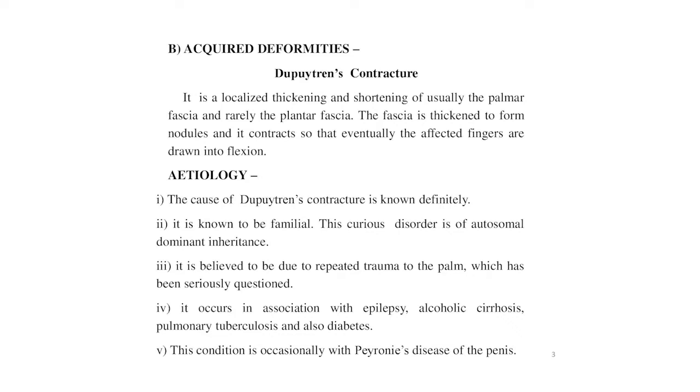Now the etiology of Dupuytren's contracture: the cause is not known definitely. It is known to be familial. This curious disorder is of autosomal dominant inheritance. It is believed to be due to repeated trauma to the palm, which has been seriously questioned. That it is often bilateral and may involve even the feet speaks against the traumatic origin. It occurs in association with epilepsy, alcoholic cirrhosis, pulmonary tuberculosis and also diabetes. This condition is occasionally associated with Peyronie's disease of the penis.